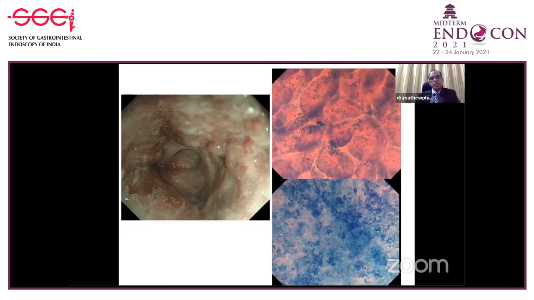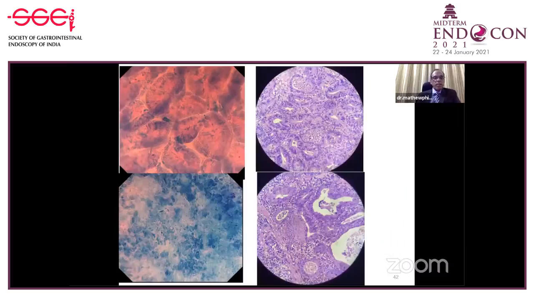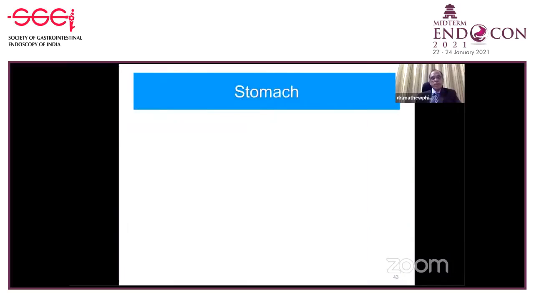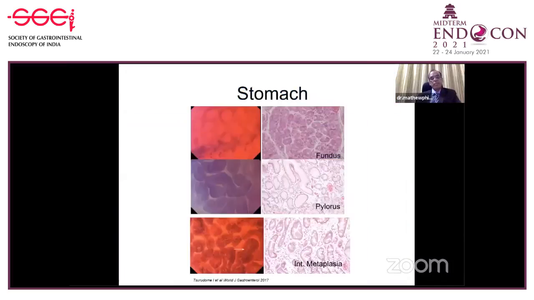Biopsy, next slide. And again, this actually shows glands with severe dysplasia, and there are glands with active neoplasm. Next slide. Coming to stomach, next slide.